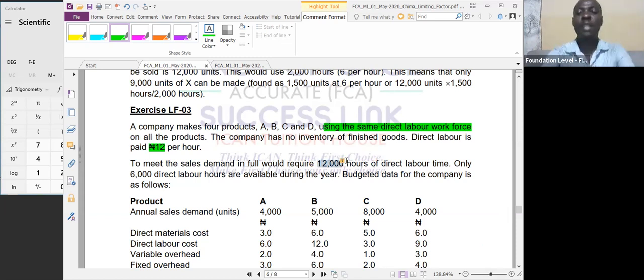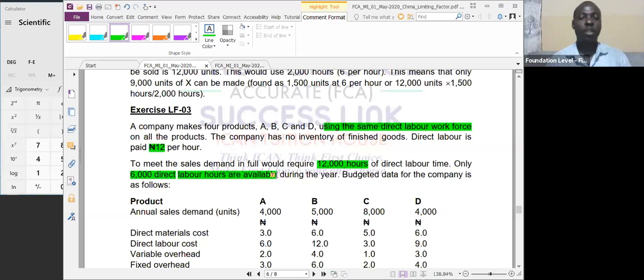12,000 direct labor hours. So it means that they will require 12,000 hours to meet everything. So they have done it for us. The hours required in product A, plus the hours required in product B, plus the hours required in product C, and the hours required in product D, all of them combined is going to give 12,000 hours. They've done it for us. We are told that only 6,000 direct labor hours is available. There's going to be a shortage of 6,000.